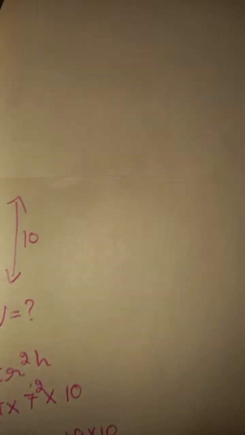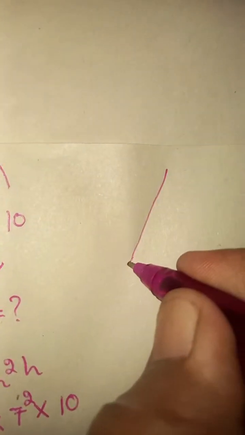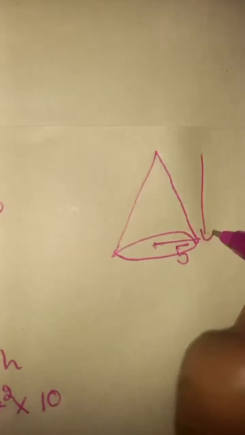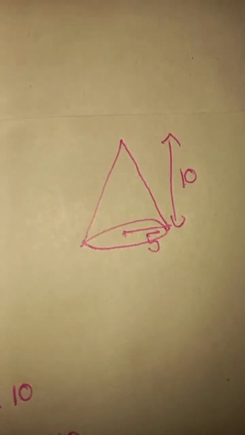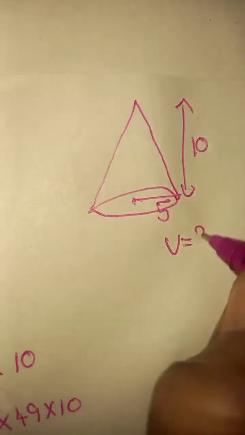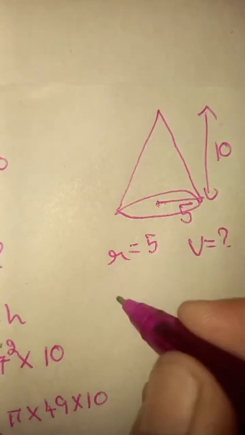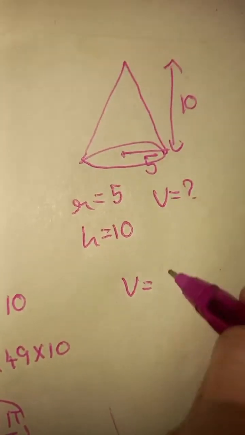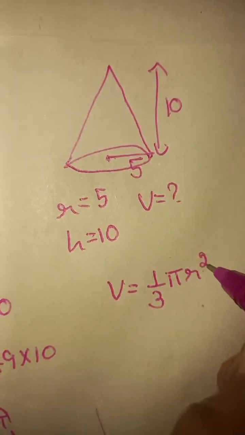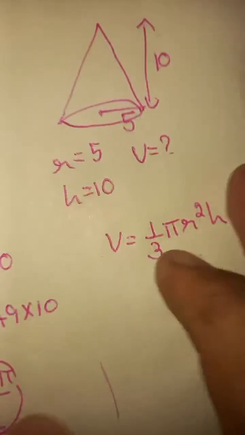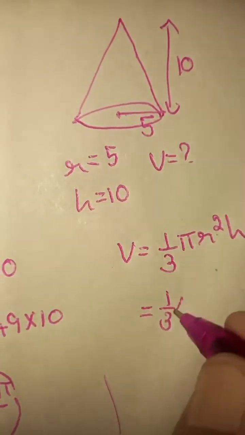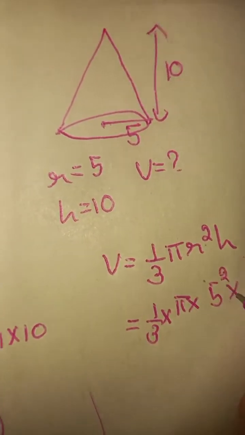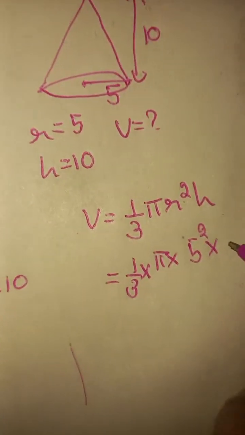Let's take another cone. In this cone they have given the base radius as 5 units and the perpendicular height as 10 units. Here also you need to find out the volume when the radius is 5 units and the perpendicular height is 10 units. Volume of the cone is equal to 1/3 pi r square h. So here it becomes 1/3 of pi times the radius 5 units, so 5 square, times the perpendicular height, 10 units.